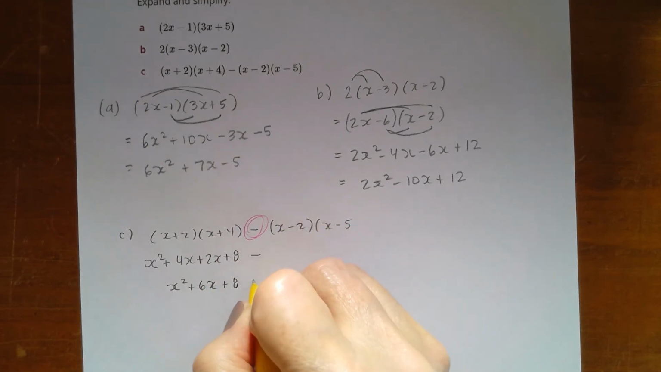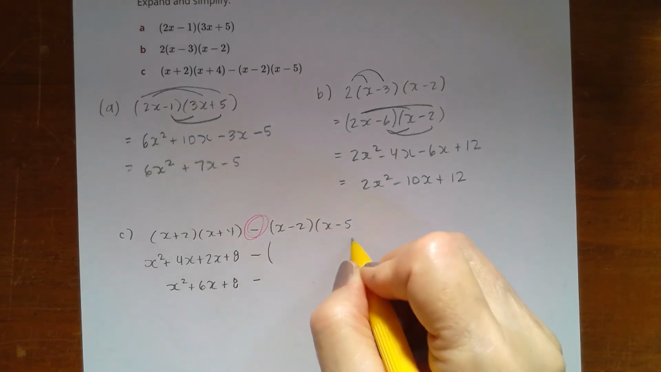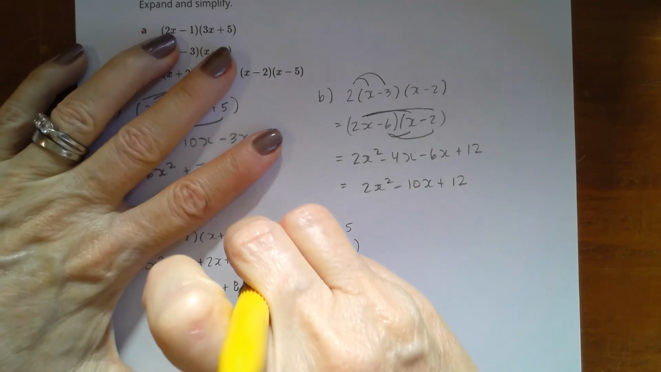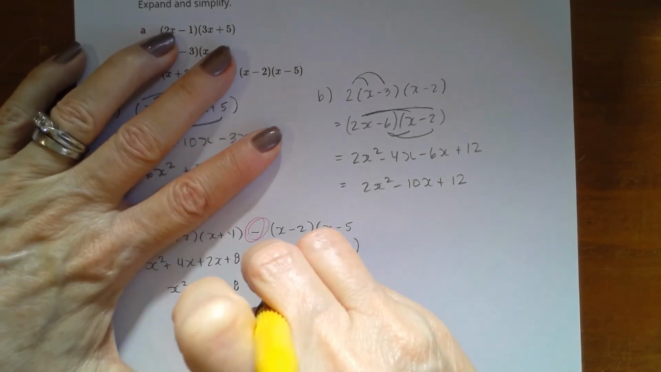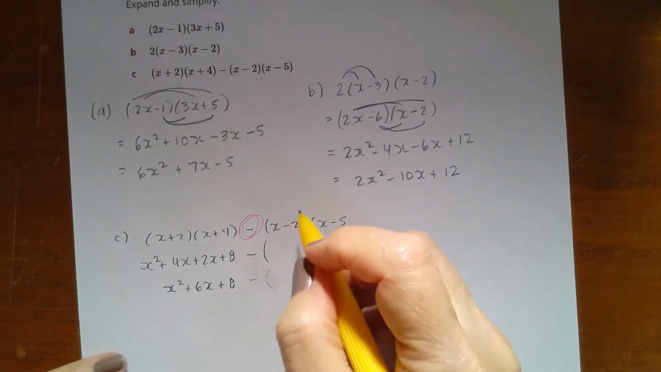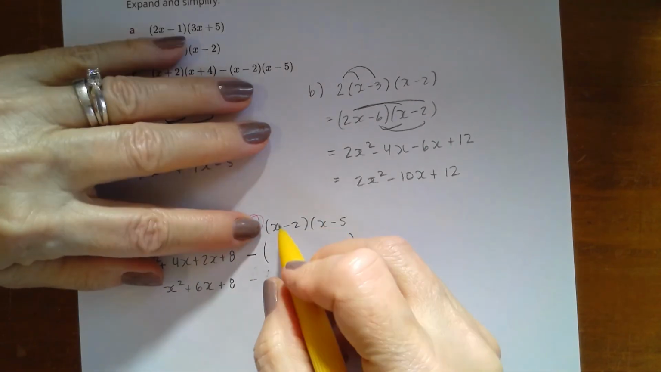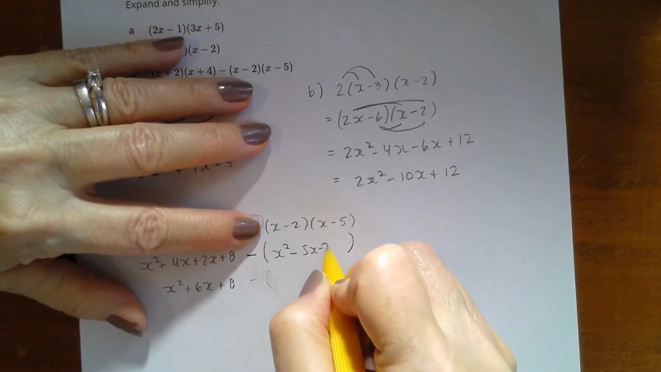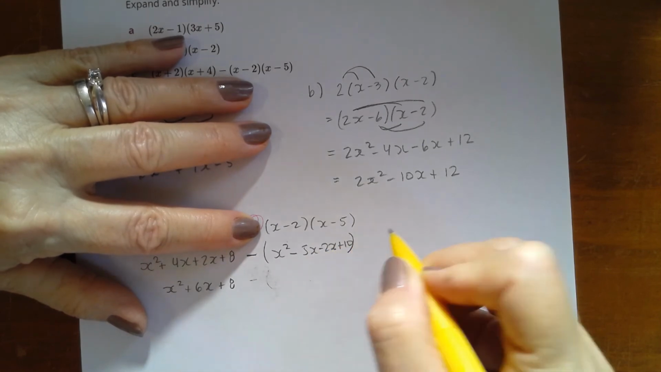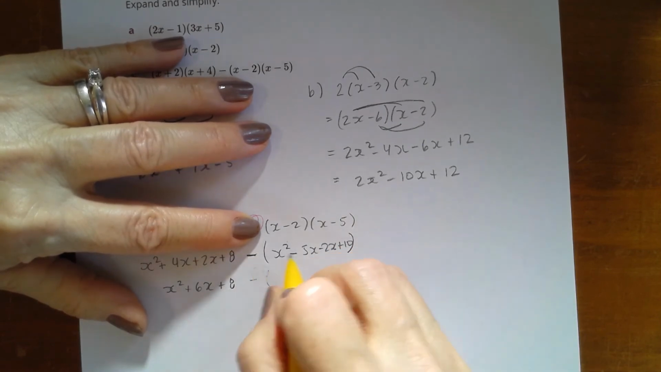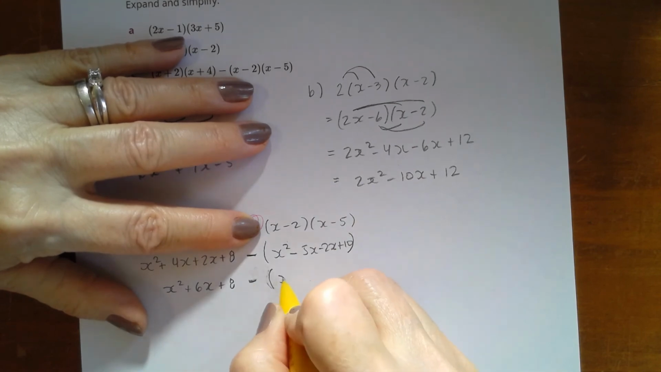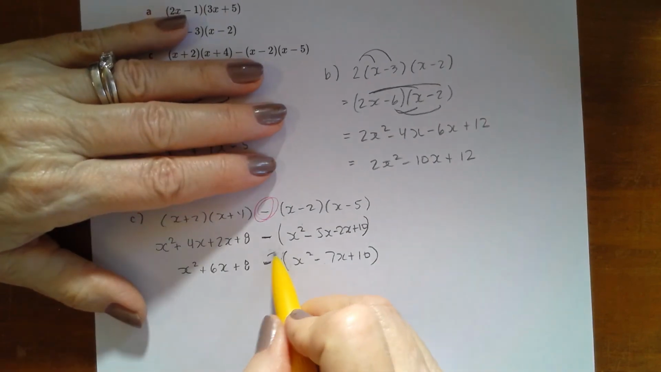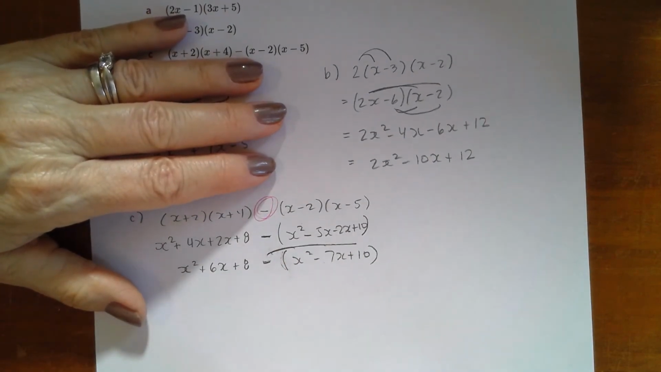This minus sign is still here. I need to use a big set of brackets here. Okay, let's try this. I'm going to keep that minus there, and this gives me x squared minus 5x minus 2x plus 10. That's x squared minus 7x plus 10. Now, I have to put that negative all the way through there and change every sign in there.